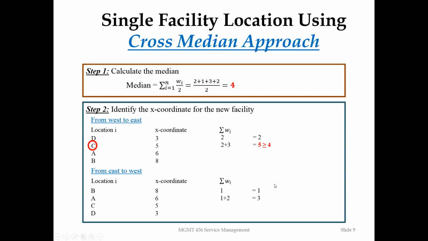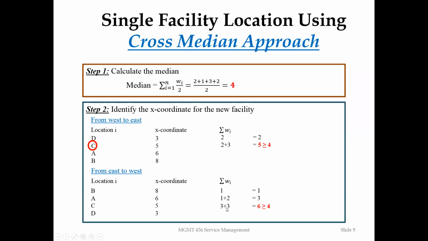So if not, we'll have to keep adding the weight for the next city, which is city C. So now the total weight is 3. 3 is the total weight for A and B, plus 3. 3 is the weight for city C. So 3 plus 3 is the total weight for all 3 cities, B, A, and C, which is 6. So is 6 greater than or equal to 4? Of course, yes. If that's the case, we stop.